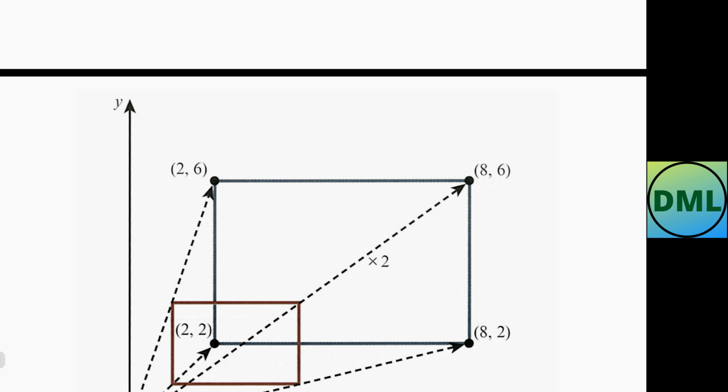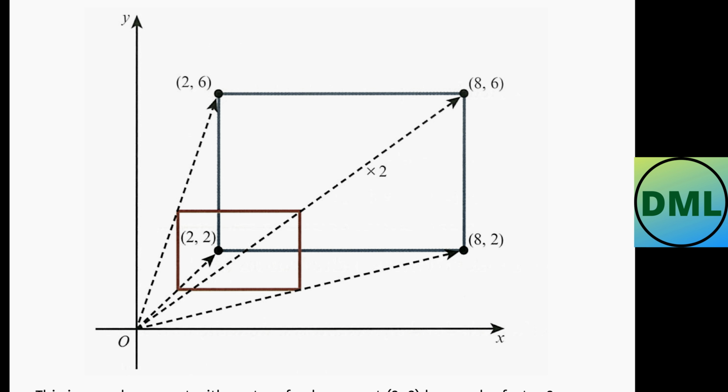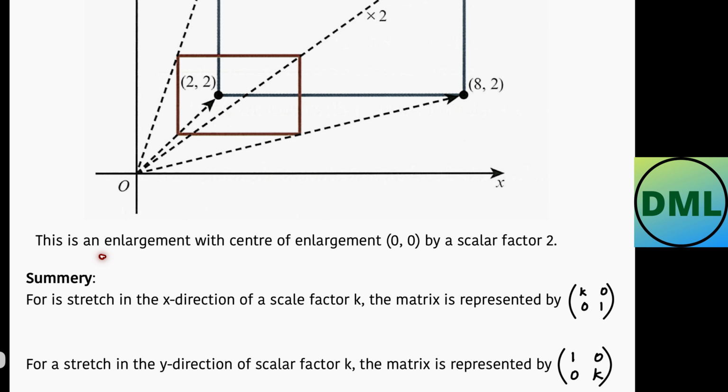That also has become double. In this case, if we plot the diagram here, our diagram will look like this. This is my original plotting and this one is the transformed one, the blue one. We can see that this is called enlargement. If we join these points, they all merge to the point 0. This shows you that 0 is our center of enlargement and our scalar factor is 2 because each x and y coordinate has been doubled here. This is an enlargement with the center of enlargement 0, 0 by a scalar factor 2.